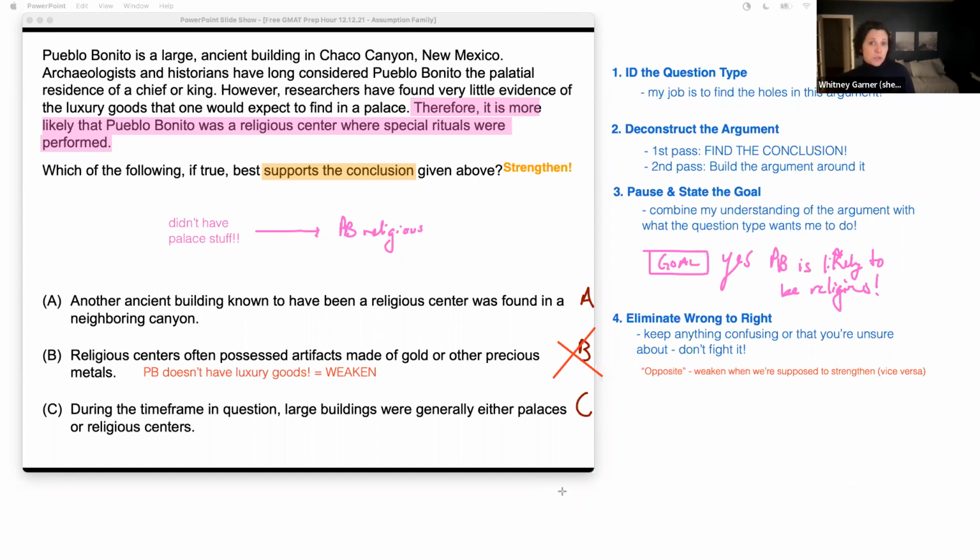And this would seem to explain that leap: if during this window of time, for the most part, large buildings had to be one or the other, then if we stop thinking something is a palace, we are going to begin thinking that it is a religious center.